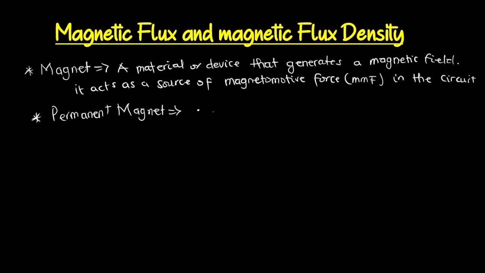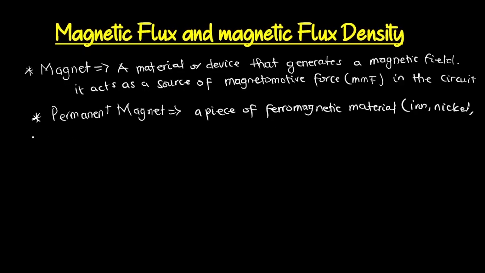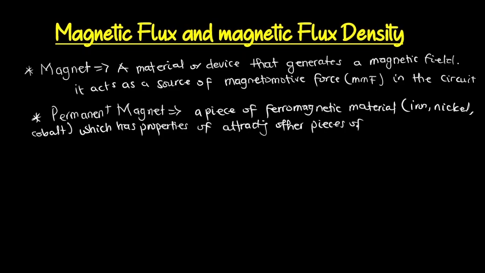Okay, so a permanent magnet is a piece of ferromagnetic material which has the property of attracting other pieces of material. So this is a piece of ferromagnetic material. Okay, example is either iron, nickel, or even cobalt, which has the properties of attracting other pieces of materials. Okay, so that is what a permanent magnet is.